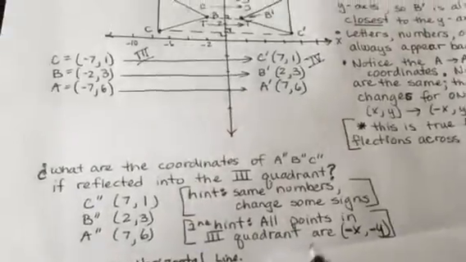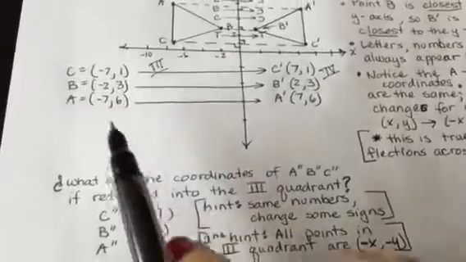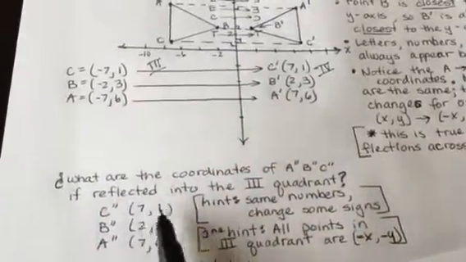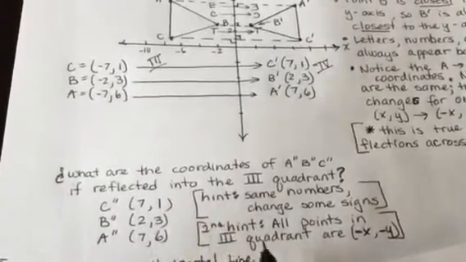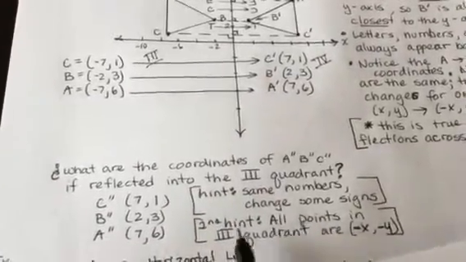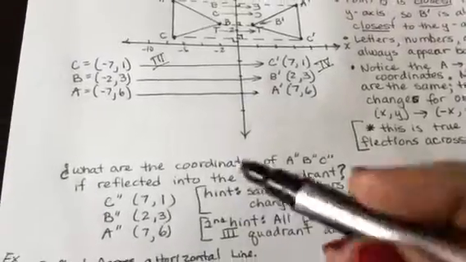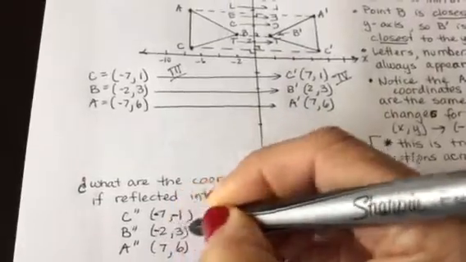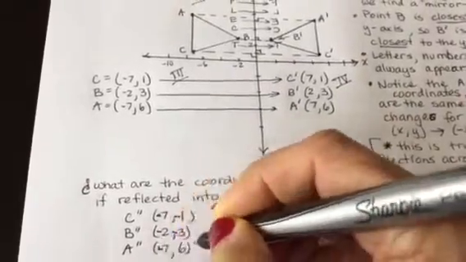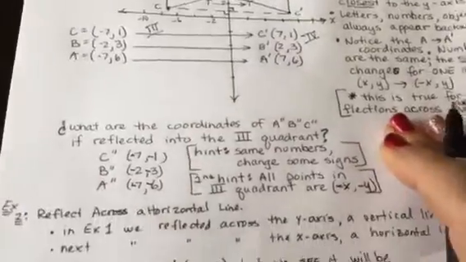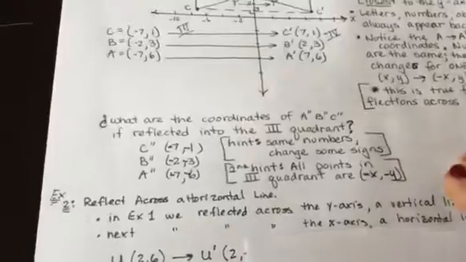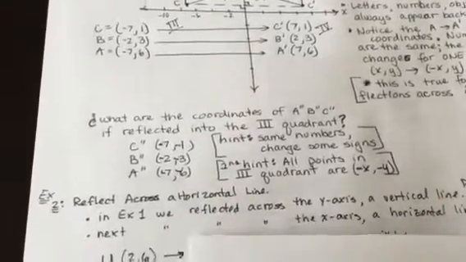So what are the coordinates? Hint, same numbers, change some signs. So I wrote the same numbers, -7, 1, -2, 3, -7, 6. I wrote the 7, 1, 2, 3, 7, 6. And the other point is all points in the third quadrant are negative x. So it has to be -7, -1, -2, -3, -7, -6. You can go ahead and plot those, and you'll be able to see that reflection.